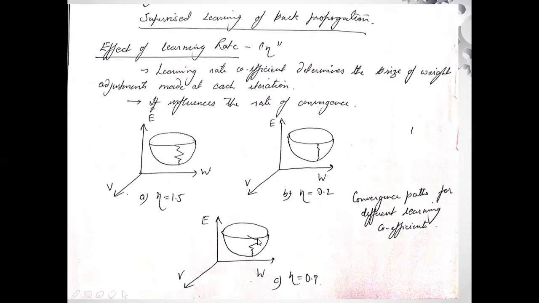Third, we have taken the value of eta near about 1 and less than 1. So let's take approximately equal to 0.9. Here we can see the rate of convergence is quite okay. First it's oscillating slowly and then it converges to the point. So this is called the effect of the learning rate parameter. So what we have to do is set the learning rate near about 1. It should not be very small and it should not be very large, not more than 1. So convergent paths for different learning coefficients are defined here.